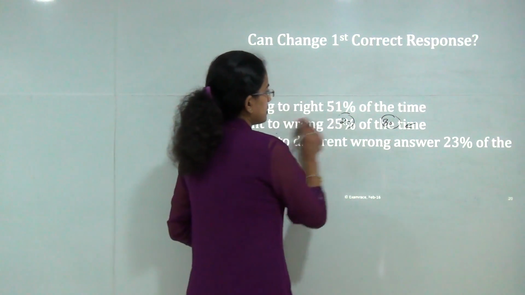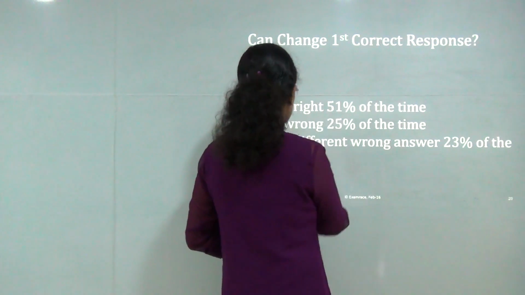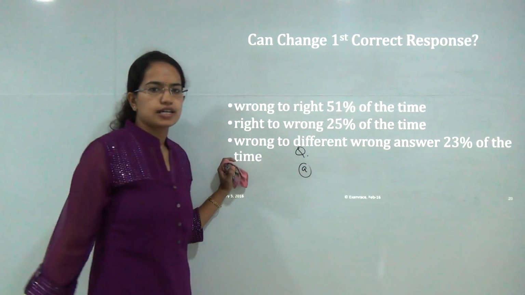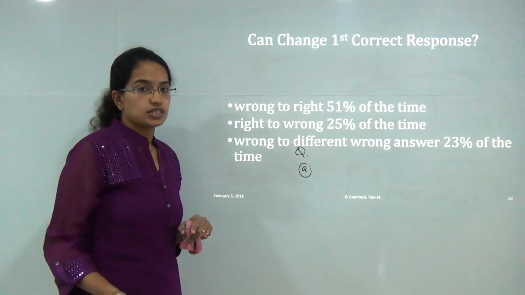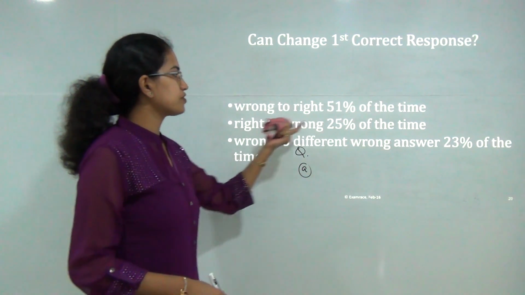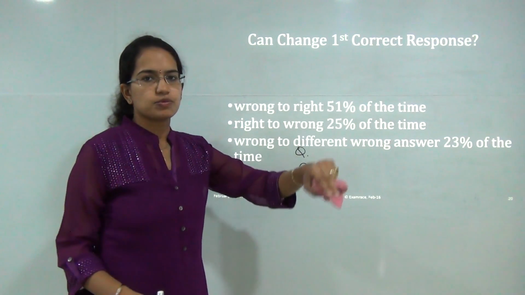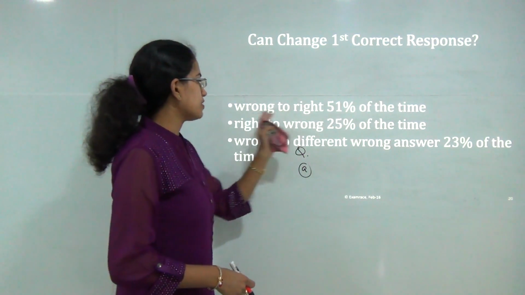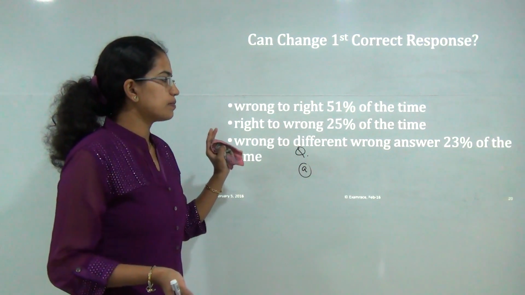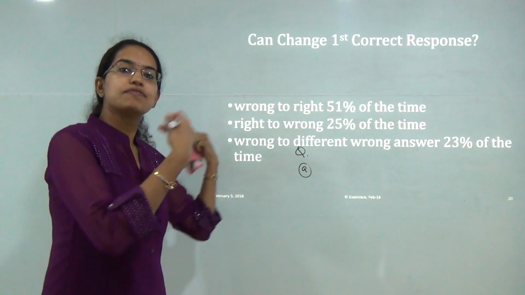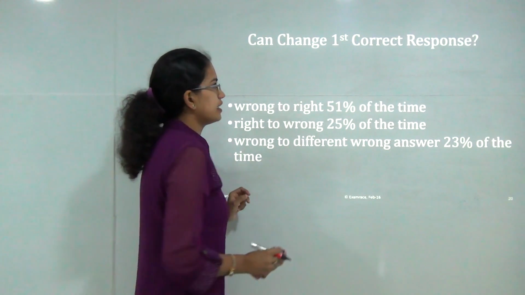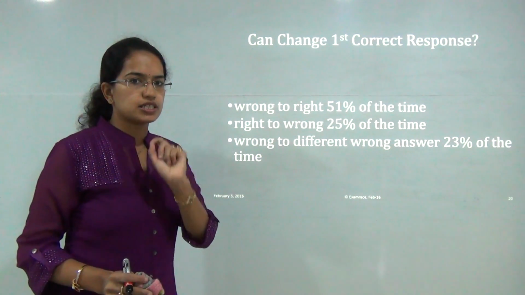Now, can you change the first response that you have marked? For example, there is a question, I have marked that response A is correct. Now, shall I change it or shall I not change it? There have been various researches about it. Some of the findings say usually 51% of the time a person changes from a wrong response to a right response, 25% of the time they change from right to wrong, and 23% of the time they move from a wrong to a different wrong answer. So it's difficult to say whether you should change a response or not.